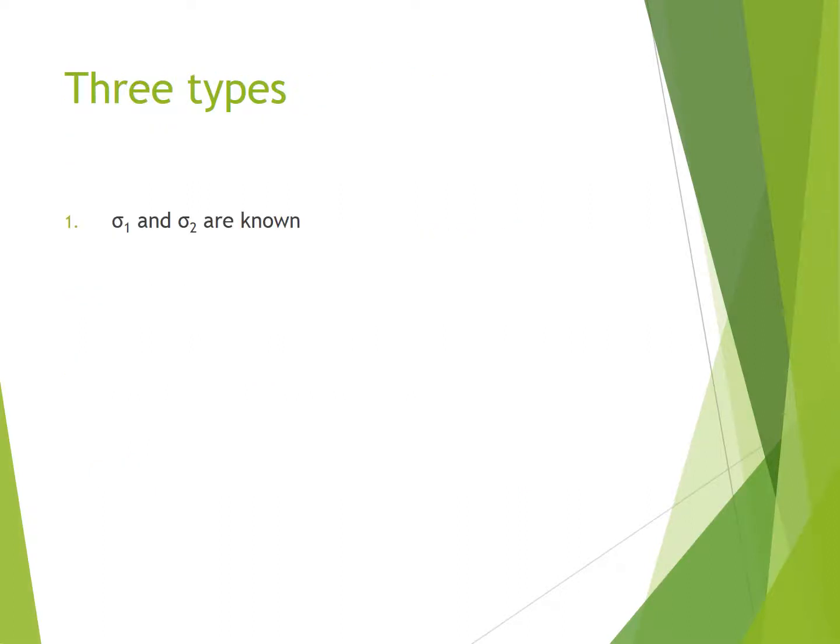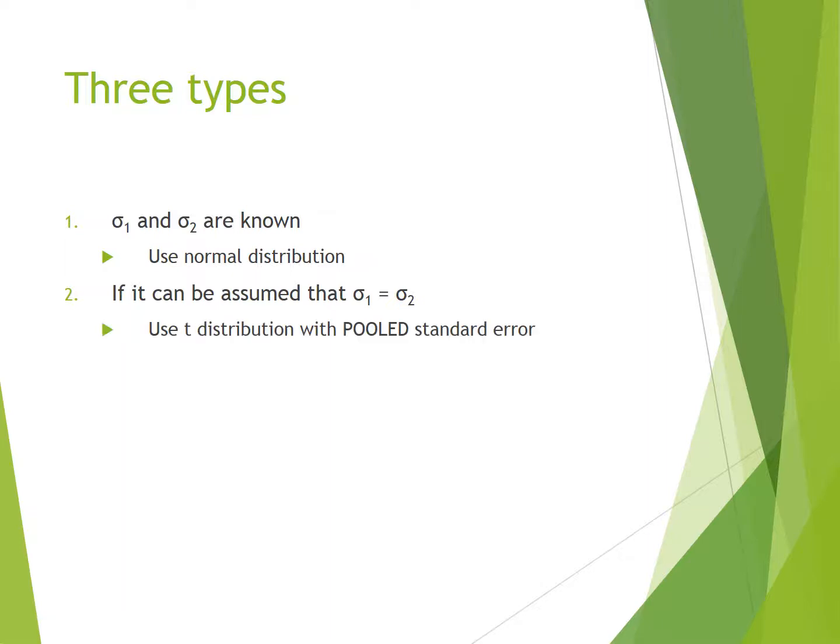First, either the two population standard deviations are known, then we use a normal distribution, or if it can be assumed that the two standard deviations are equal to each other, not necessarily known, but they're known to be equal to each other, then we can use a t-distribution with the pooled standard error. There's a place on the options page that says assume equal variances, and you check it if you can assume equal variances. Otherwise, you use the t-distribution for an approximation.